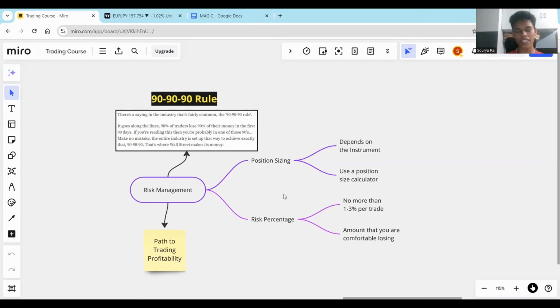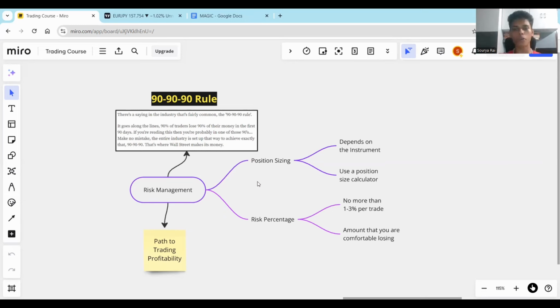the position sizing you use varies from one instrument to another. This is why I recommend you use a position size calculator, and this tool alone can save you from so many blown accounts. And the best part is, it's completely free. So use these tools to your advantage.